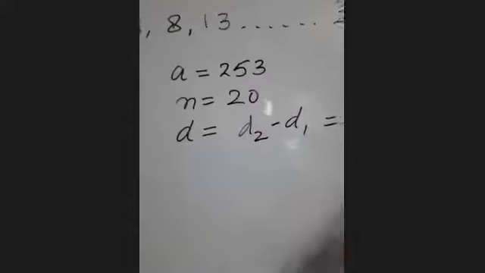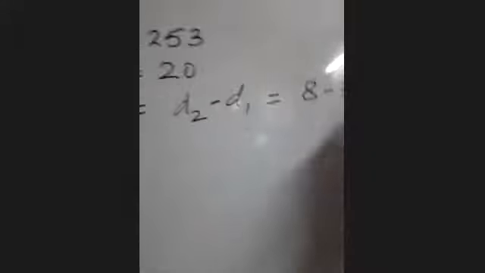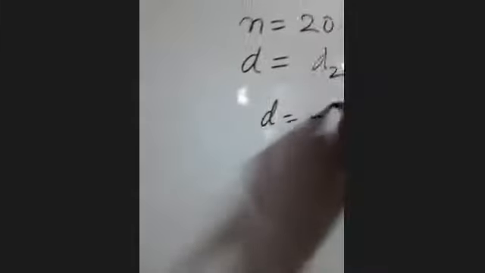Okay, that is fine, that 8 minus 3 is 5. But D will be negative due to the reason that we are coming from the last term, so it will become -5. So I am writing it here, D will be -5.